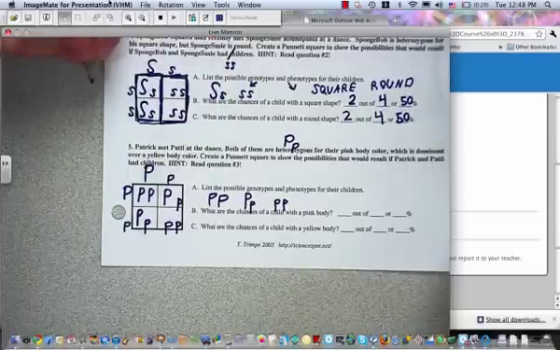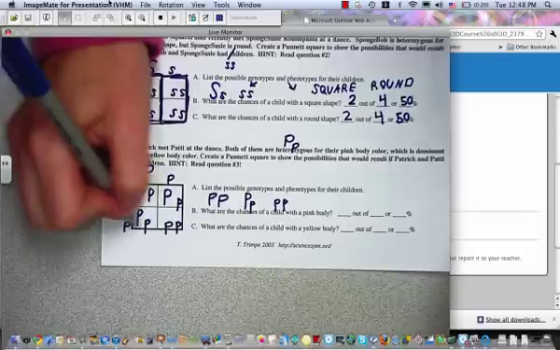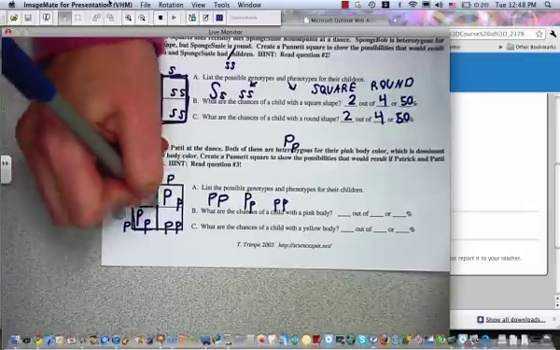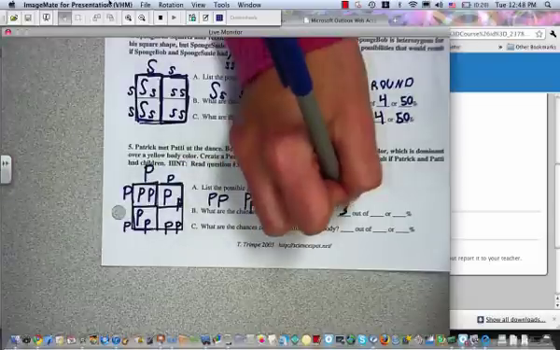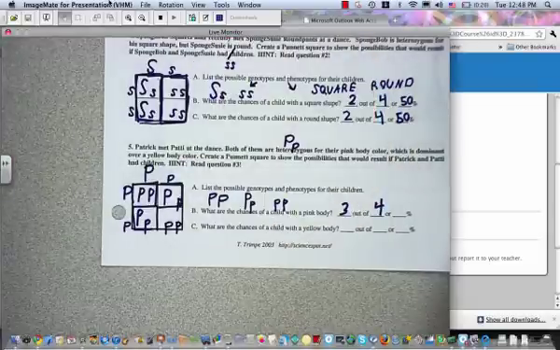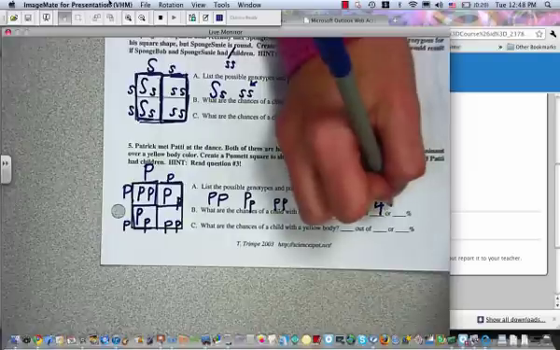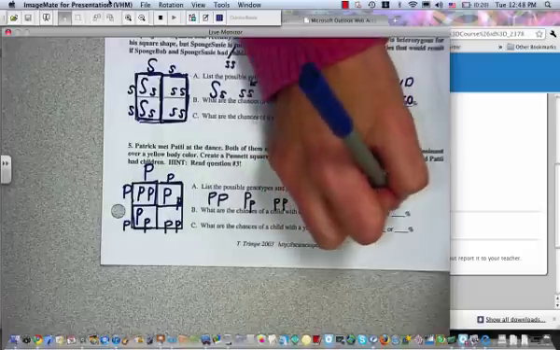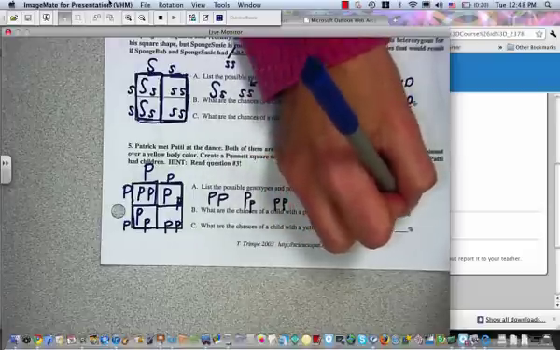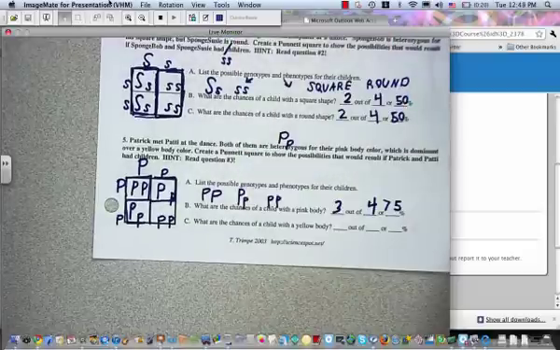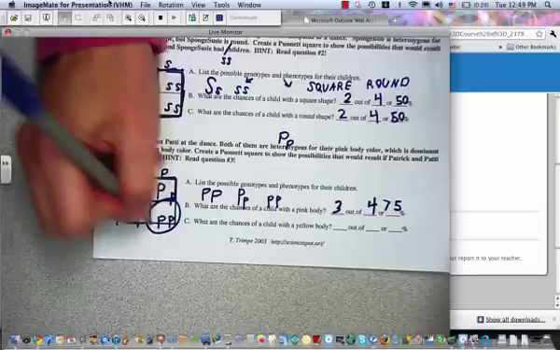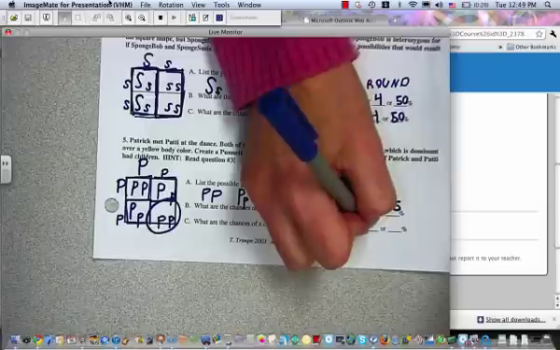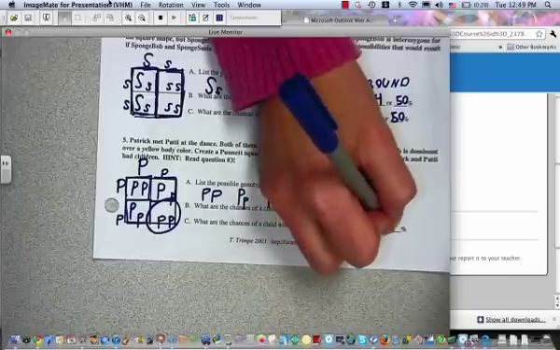What are the chances of a child with a pink body color? Pink would be any one that had a capital P. So here's 1, 2, 3 of 4. 3 out of 4. That's 75%. So put 75 in. What chances are a child with a yellow color? That's this one right here. The two lowercase p's. 1 out of 4, which gives you 25%.